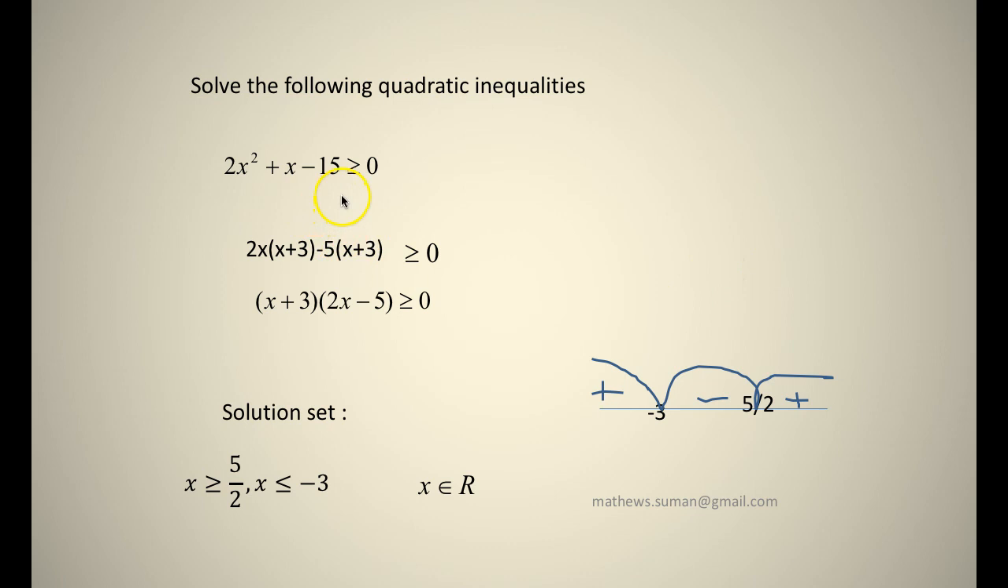We need to find when it is greater than or equal to 0. So it is greater than or equal to 0 in the region greater than or equal to 5 by 2 or less than or equal to minus 3. So the solution set would be x greater than or equal to 5 by 2 or x less than or equal to minus 3, where x is a real number.